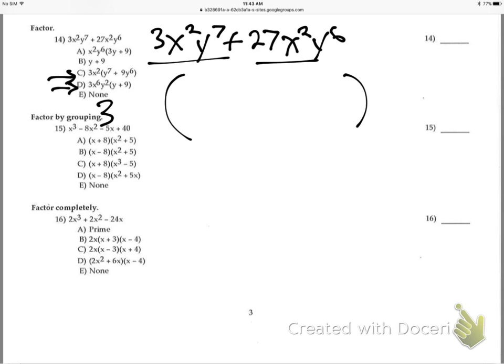The lowest, wasn't it? Which is the lowest of the two, right? So x squared, just x squared. y to the 7, y to the 6, take out y to the 6. You always take the lower power because that's the most they have in common. That makes sense?